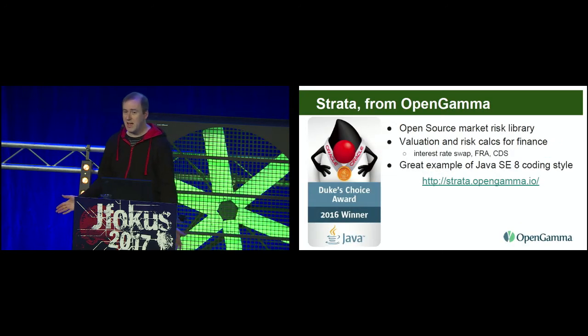So I work at OpenGamma. We're a small startup company. We write open source software for the finance industry, investment banks, hedge funds, allow them to value and calculate risk on their investments. I point this out partly because that's my day job, but also partly because it's a great example of Java 8 coding style. So if you do want to see a bigger project that's using a good Java 8 coding style, as I'm talking about in this talk, there's a place to go and look.